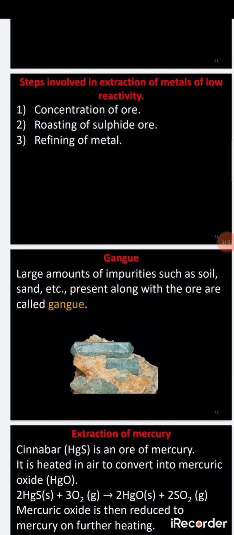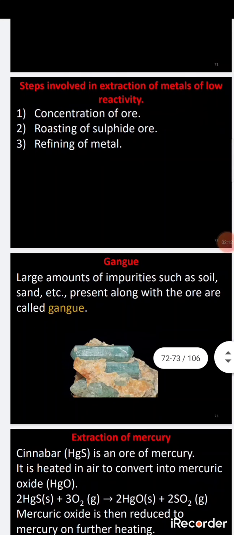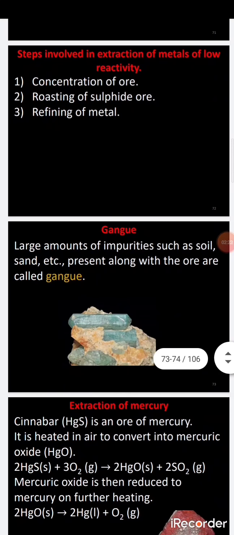For example, copper and silver exist in the free state as well as in the combined state. In the combined state, they exist in the form of sulfide or oxide ores. So that can be done by this process in the case of copper and silver. Next, the last step involved in the case of the low reactivity series is refining of the metals.